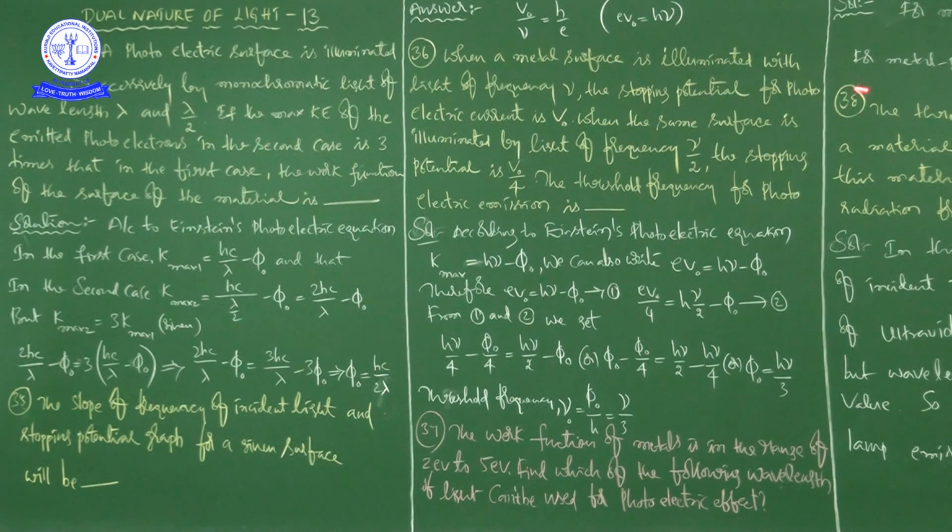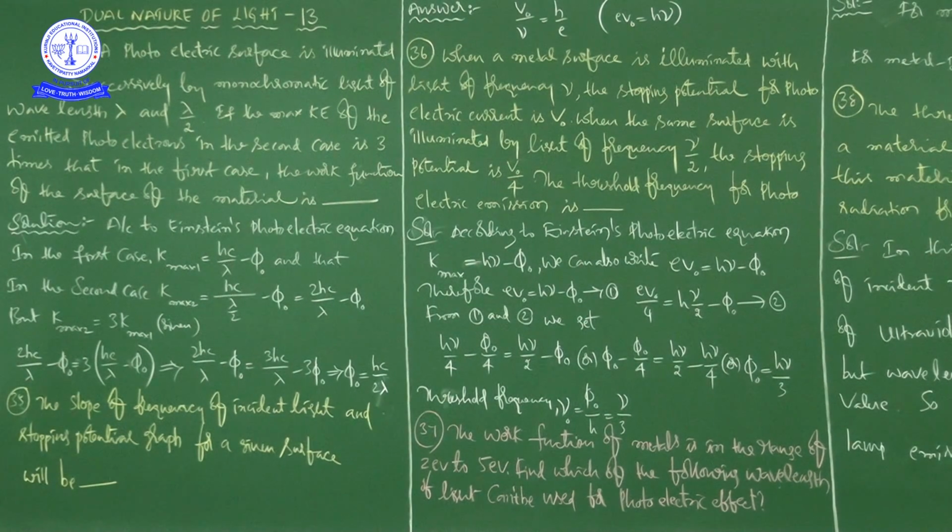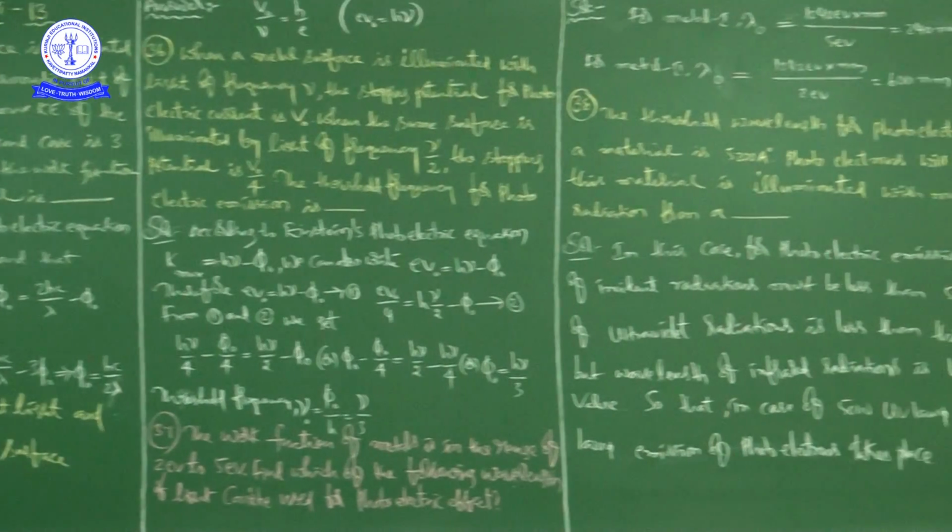Next, the 36th problem. In the 36th problem also we have two different cases, and if you apply this formula to the two different situations, we get two equations. By solving the two equations, you can say phi naught is equal to h nu by 3, and finally he is asking to find the threshold frequency. So the threshold frequency will be nu by 3.